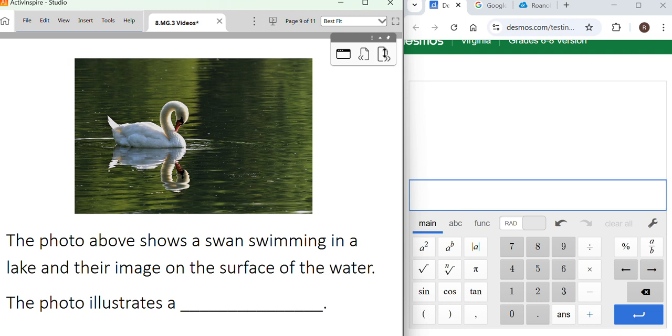Look at that beautiful swan. The photo above shows a swan swimming in a lake and their image on the surface of the water. If you notice their image, it is flipped over. When something flips, it is definitely a reflection. Okay, so I'm going to write reflection.